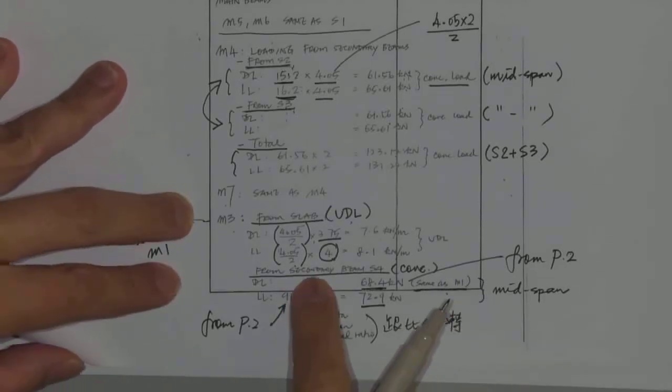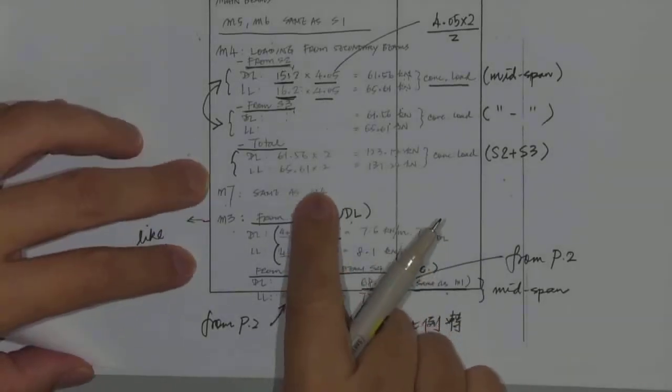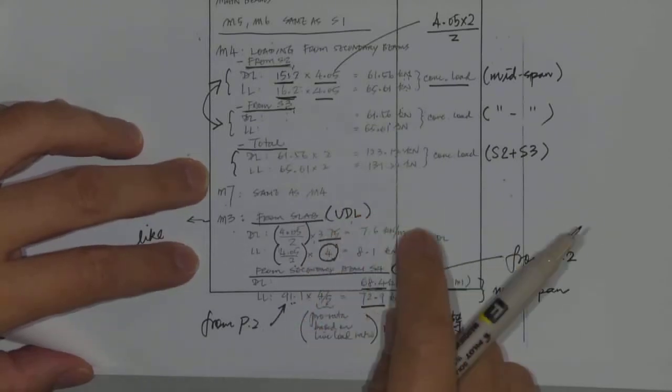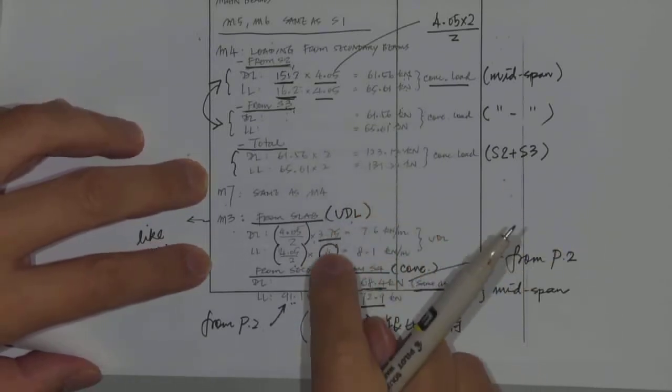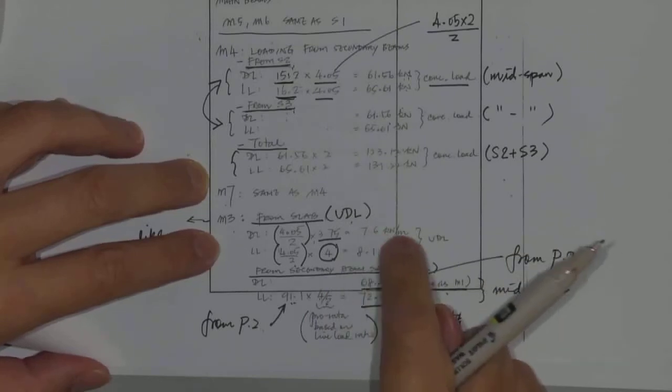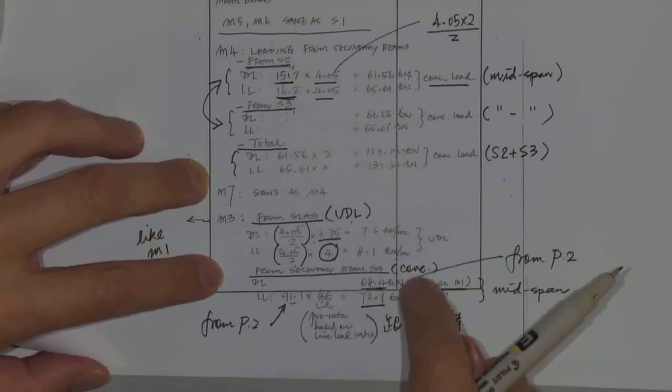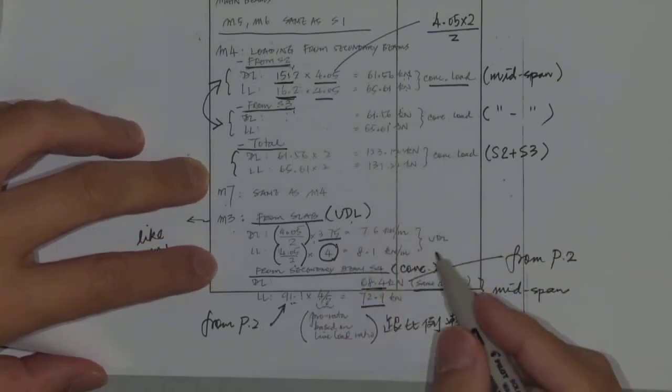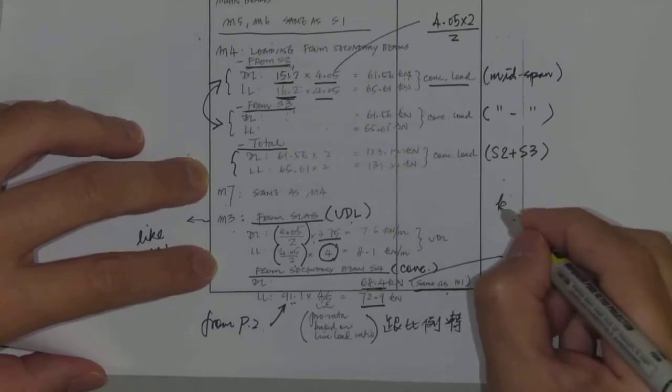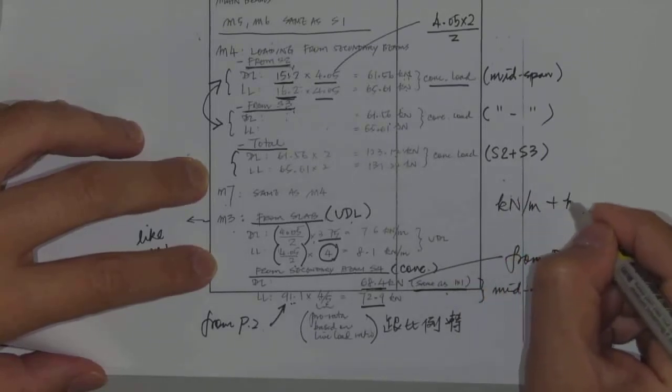And very often in previous years, many students, when they come to the quiz or examination, one of the most common mistakes is they always try to add these concentrated loads with the UDL. You cannot add them together. I've said many times. Never try to add these things with that thing.